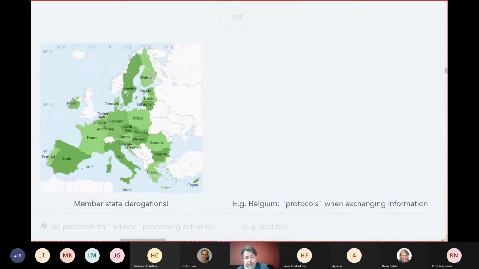So your member state, depending on the country you are processing the data in, things might be a little bit different. For instance, in my own country, Belgium, we do have the obligation of establishing protocols in certain circumstances when you are exchanging information between two parties. So when you are exchanging information, for instance, between Vito and another party within our own country, then very often we have the additional obligation of creating a so-called protocol. It might also be the case in your member state. Please check it.